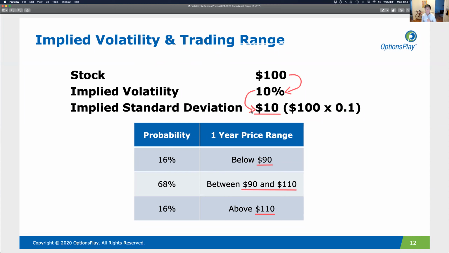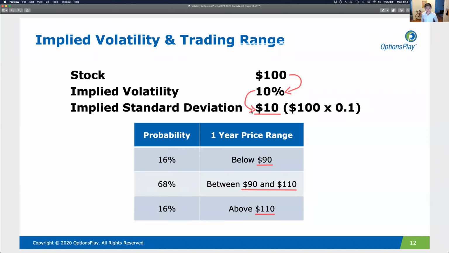Now, many people will ask, why do I care what the 1 year expected move of a stock is? And the answer to that question is you really don't, because rarely do you happen to trade an option that expires in exactly 1 year from today.